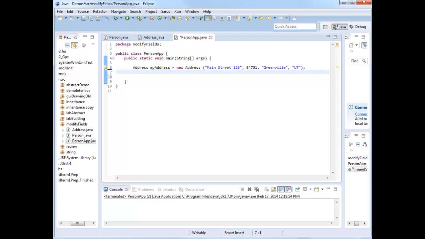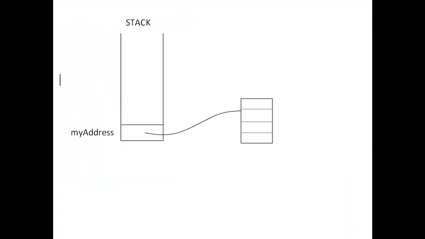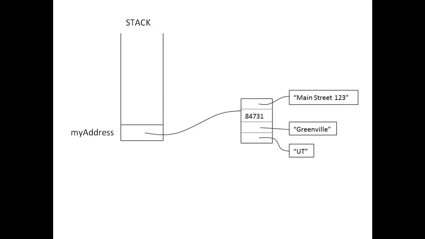And I want to have a brief look at the memory. How would that look in the memory? I have a stack. Now I have one local variable. It's called my address. Because it's a reference type, it contains a reference to my address, and my address has been initialized with Main Street, and the zip code 84731, Greenville and Utah. Notice Main Street, Greenville, Utah, those are strings, reference types. So once again, we have references for our fields. Now 84731, that's an integer. It's a value type, and so my number is stored right directly in the memory for my field.